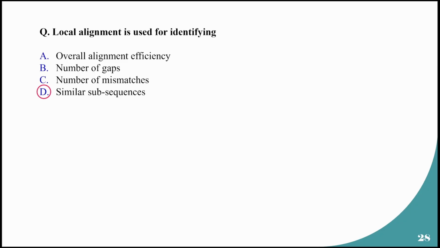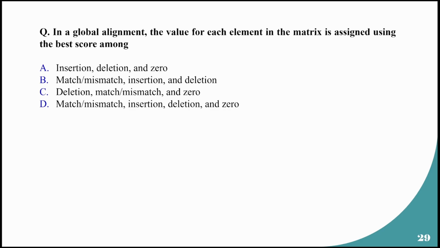There are of course algorithms for that which we will discuss in some classes. And then, let's say if you have a global alignment, the value for each element in the matrix is assigned using which of these options? Is it insertion, deletion, zero? Is it match, mismatch, insertion, deletion? Is it deletion, match, mismatch, zero, or match, mismatch, insertion, deletion, and zero? This is talking about a global alignment, not the local alignment part.